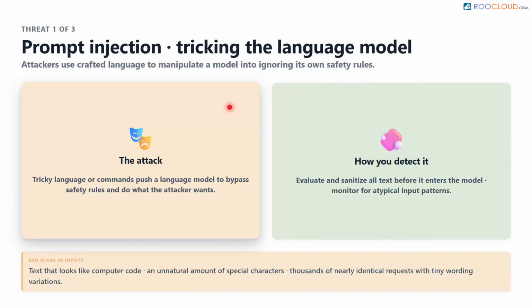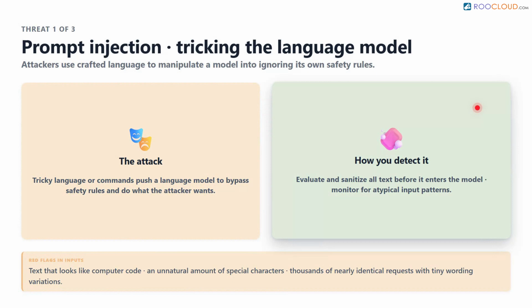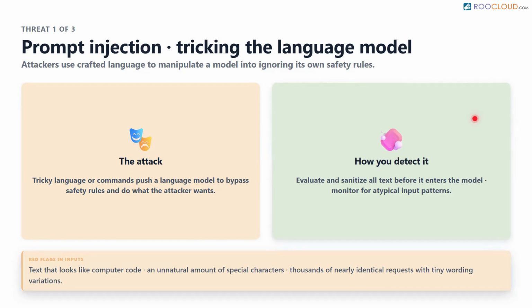The first is prompt injection. This is when an attacker uses tricky language or commands to manipulate a language model into ignoring its safety rules. To catch this, organizations must have processes that evaluate and sanitize all text before it enters the model. You must monitor for atypical input patterns. Red flags include text that looks like computer code, an unnatural amount of special characters, or thousands of very similar requests with only tiny variations in the wording.